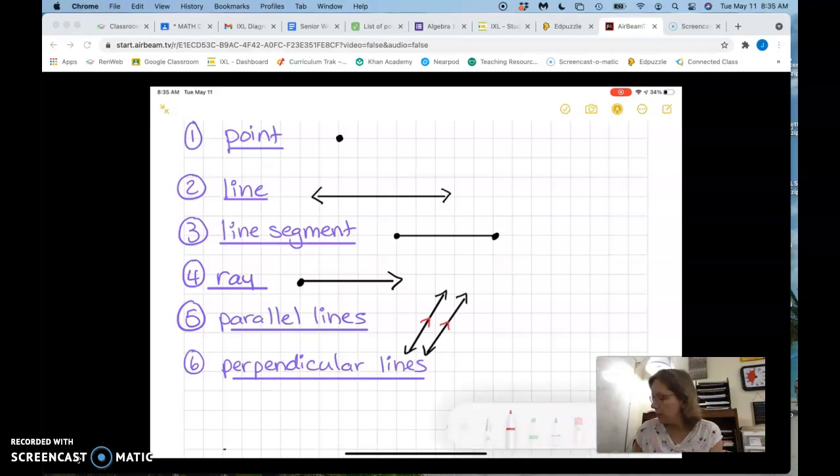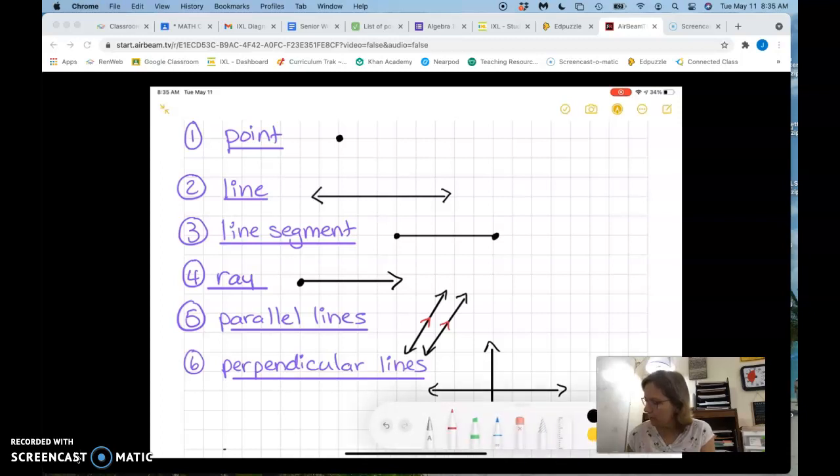And then perpendicular lines meet at right angles. So it's two lines, and wherever they meet, it forms a right angle. So if there's one right angle, they're all right angles in the middle.